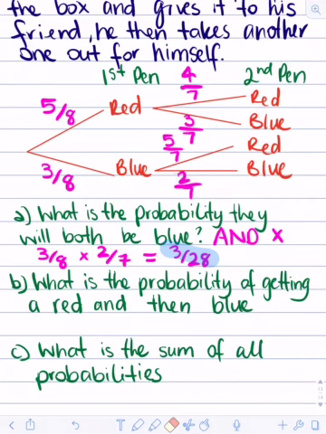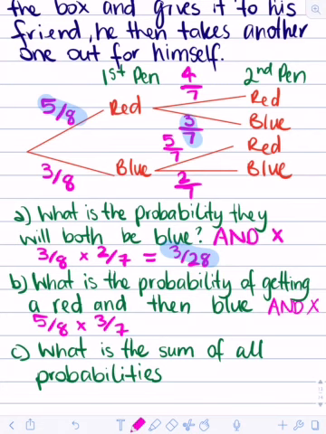The next question states, what is the probability of getting a red and then a blue? Remember, now we have and again here. Because we have and, we're going to multiply again. So the probability of getting a red, which is 5 out of 8, and then after that getting a blue, which is 3 out of 7. And because there's and, we're going to multiply. So it's going to be 5 out of 8 multiplied by 3 out of 7.